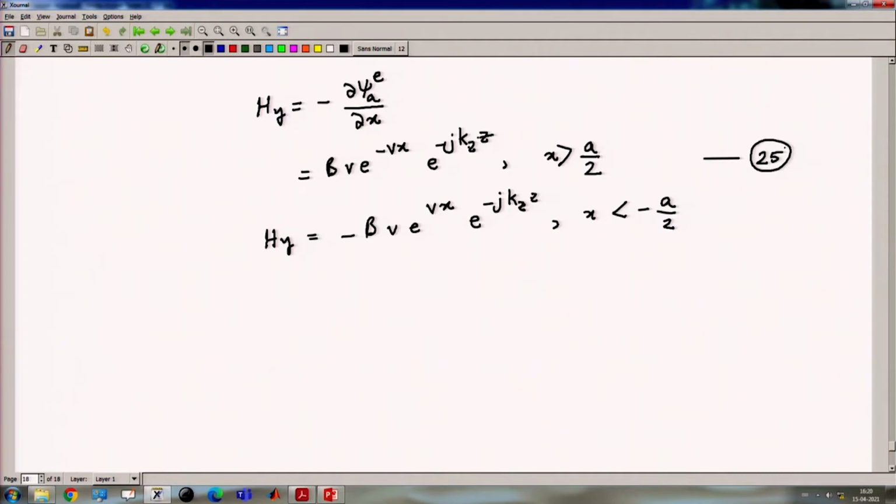So, now we equate the fields at x equal to a by 2. At x equal to a by 2, we have E d z equal to E a z. So, the electric field E z in the dielectric must be equal to the electric field E z in the air region at x equal to a by 2.